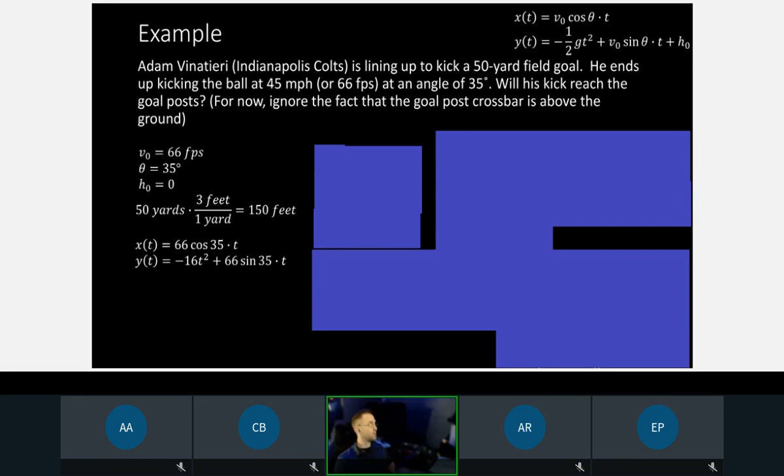I will say that again for people who are zoning out and are watching this video and don't want to rewind it 10 seconds. We are using 32 feet per second squared for g. So negative 1/2 times 32 is equal to negative 16. That's where that came from.